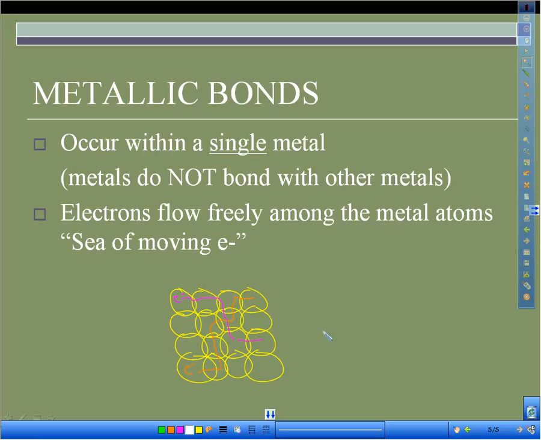Again, the important piece of this is that this occurs within a single metal. So just within a piece of aluminum, just within a copper wire, just within a magnesium ribbon. Metals do not bond with other metals. You will never have aluminum hooking up with copper, or zinc chemically combining with iron. That does not happen. This only occurs within a single metal. So those are the three main types of bonds: ionic, covalent, and metallic. We'll talk more about ionic and covalent bonds in a little more detail later on, but that's the basics.